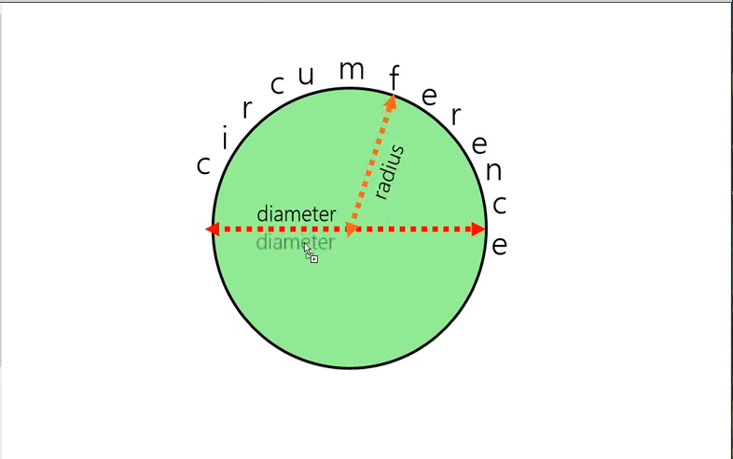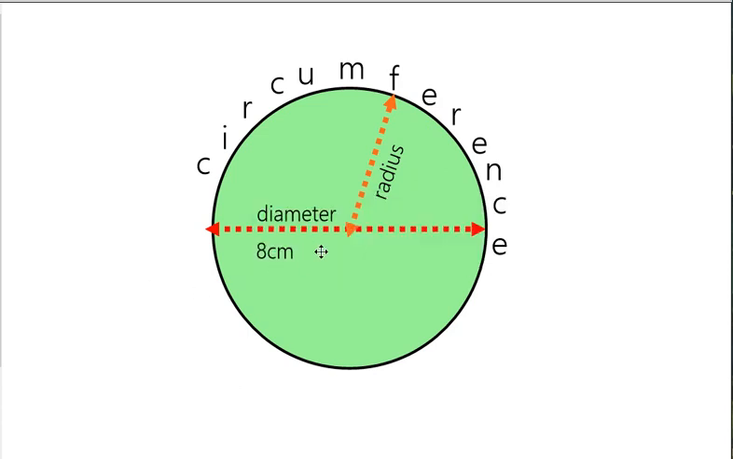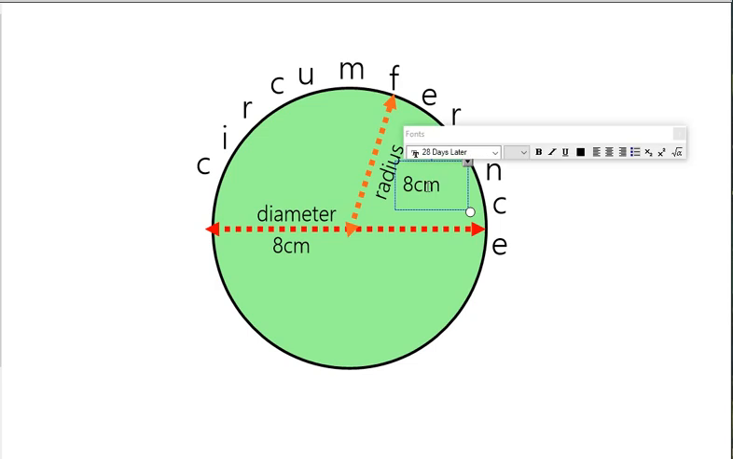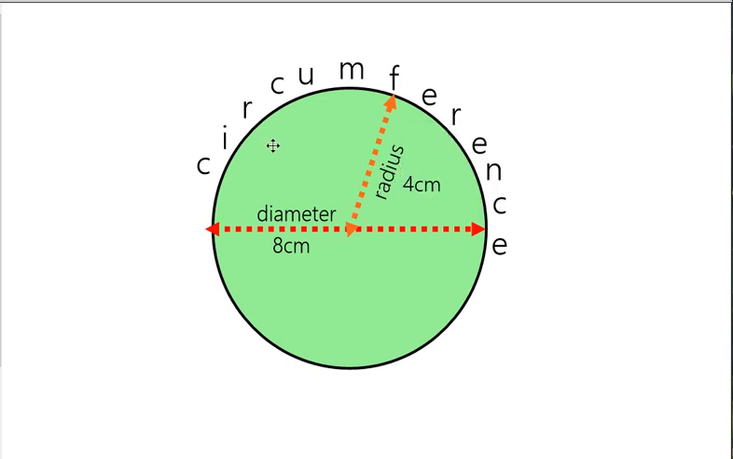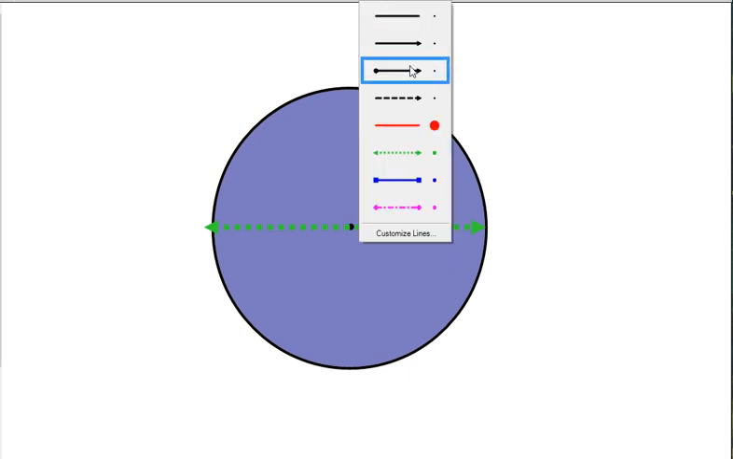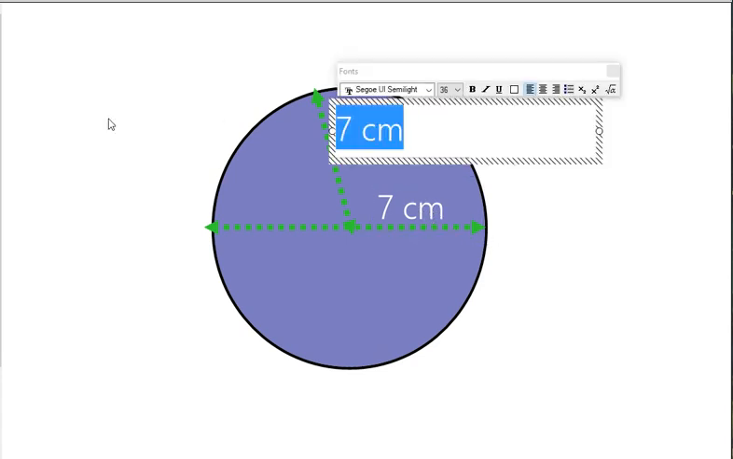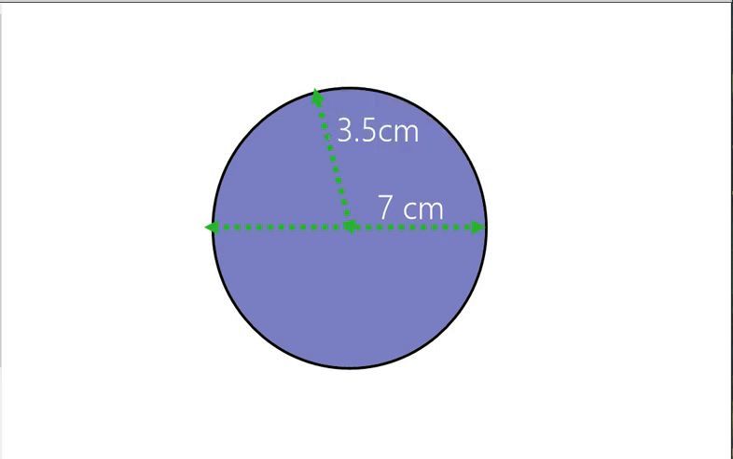So if the diameter of a circle is 8 centimeters, then the radius of the circle will be 4 centimeters. Here is a diameter of 7 centimeters. What do you think the radius will be? You draw a line from the center of the circle outwards. You don't need to measure it. All you need to do is halve it. And half of 7 centimeters is 3.5 centimeters.